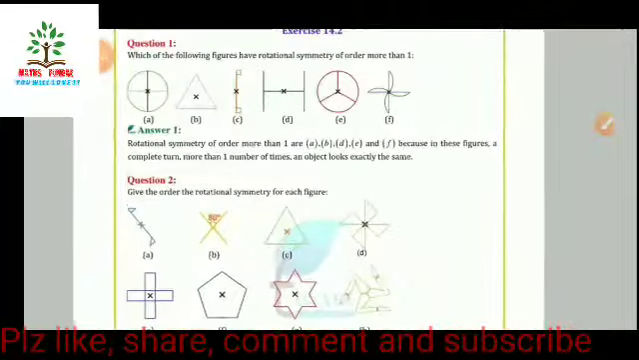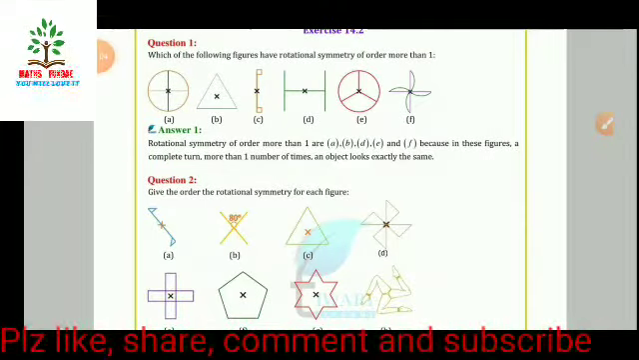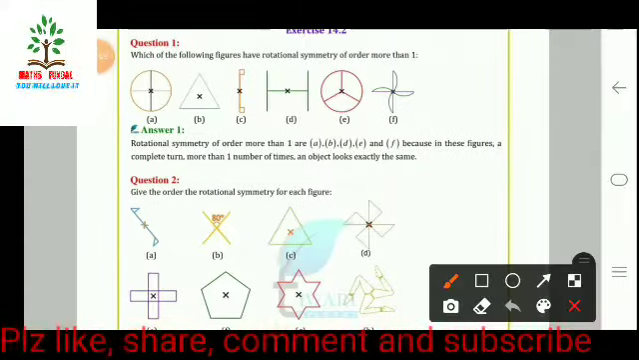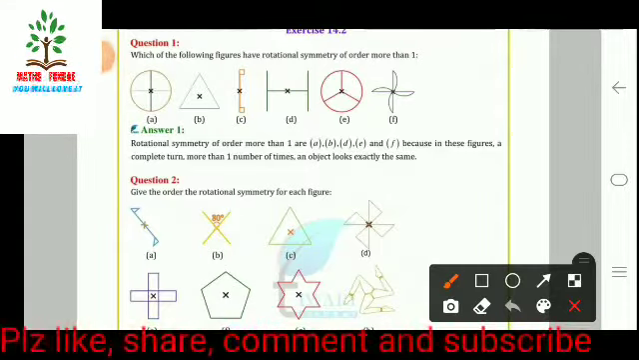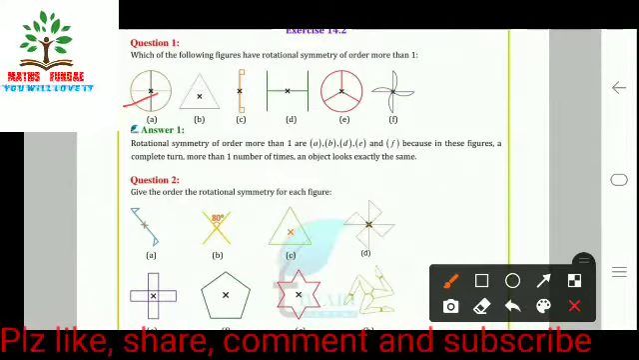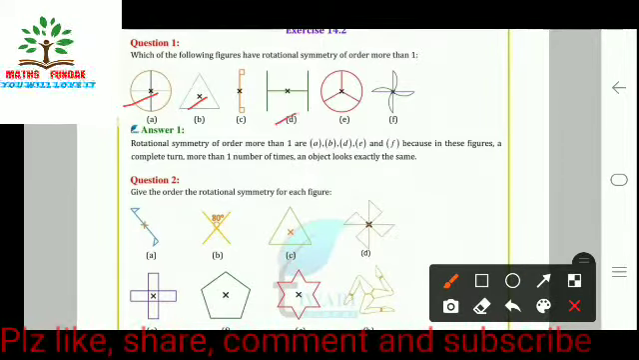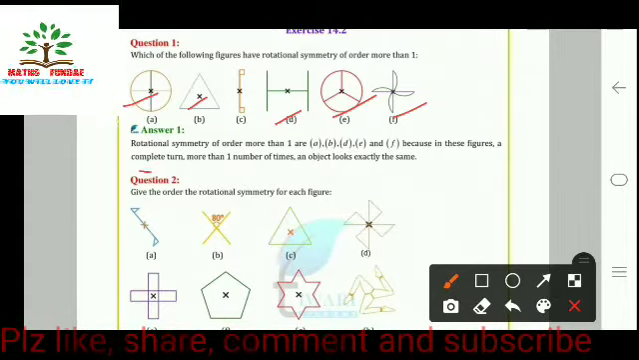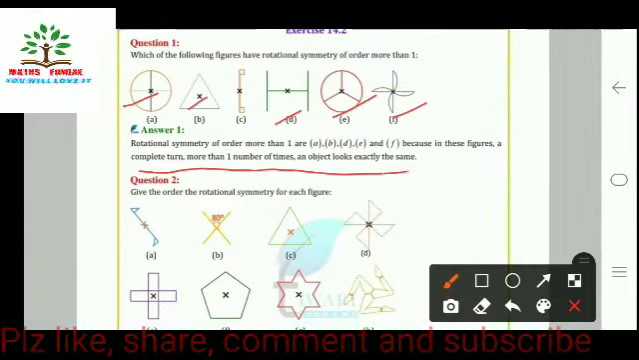Now in exercise 14.2 we can see question number 1 is: which of the following figures have rotational symmetry of order more than 1? Looking at these carefully, A, B, C, D, E and F, so many figures are given. Rotational symmetry of order more than 1 is in this figure, then this figure, and this figure and this figure, because in these figures, in a complete turn, more than one number of times the object looks exactly the same.